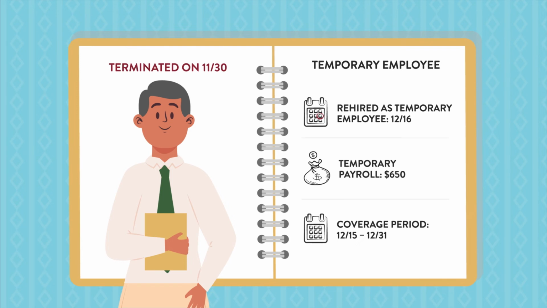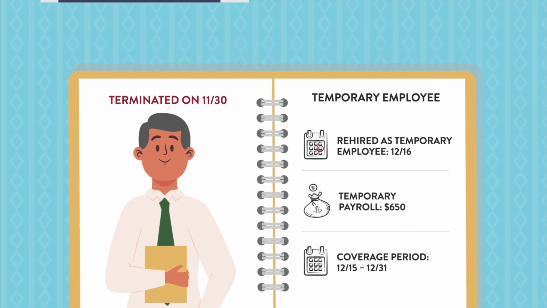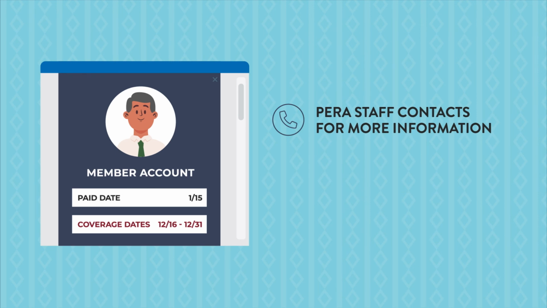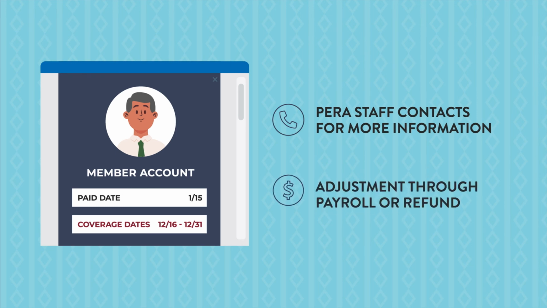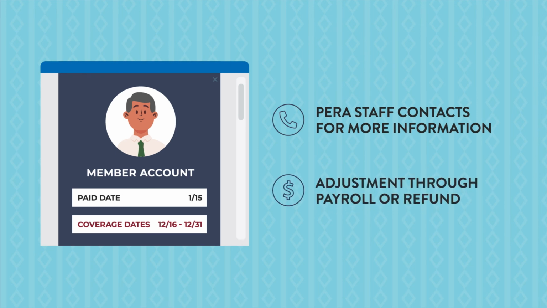If the employer's January 15th payroll file lists contributions for this member with coverage dates of December 16th through December 31st, they will be flagged because they are after the November 30th termination date. Remember, the salary of temporary employees who work fewer than 6 months is not eligible. PARA staff will contact you for more information and determine if the adjustment will occur through payroll or if PARA should issue a refund for those deductions taken in error.